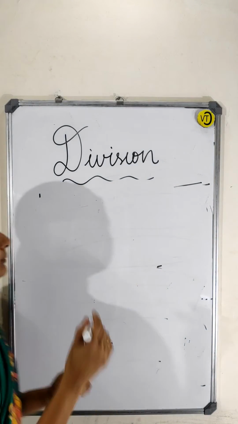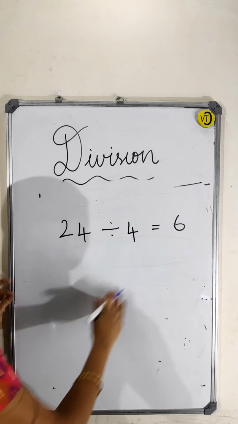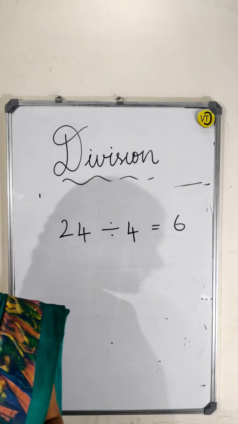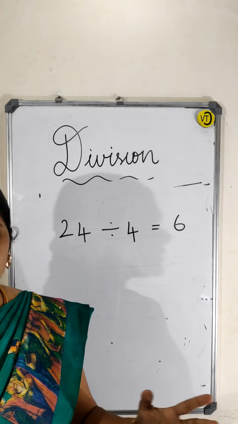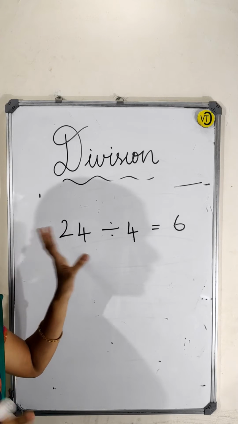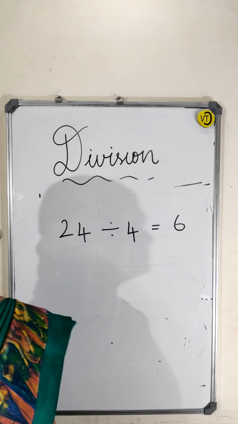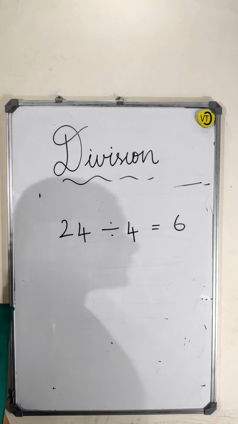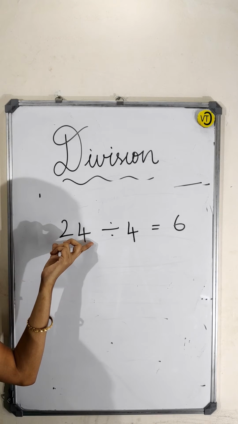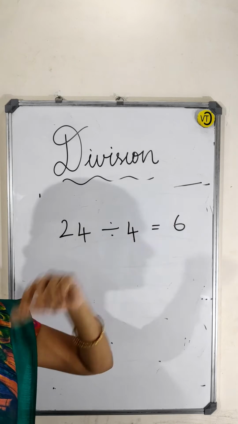Yes. See, listen ma, 24 divided by 4, that is 6. Let me take an example. 24 by 4 is 6. We know division is equal grouping. Therefore, if we want to distribute 24 chocolates among 4 people, we will make 6 groups. Am I right? Again, I'll repeat it. If you want to distribute 24 chocolates among 4 people, we will make a group of 6.